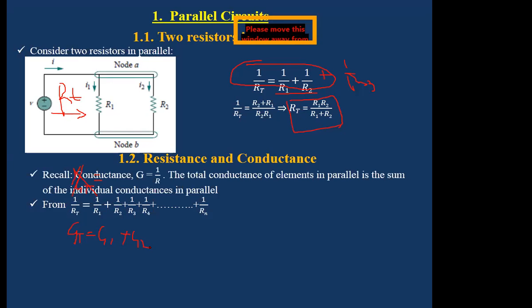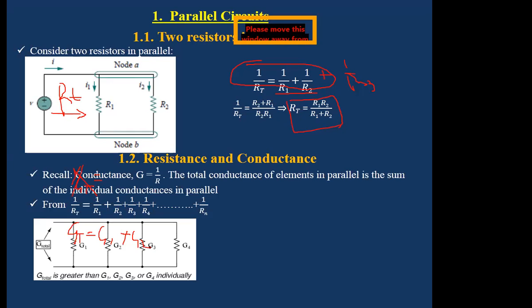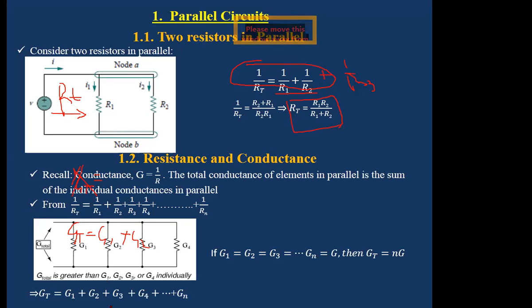So you realize that the total conductance of elements in parallel is given by the sum of the conductances. GT will be equal to G1 plus G2 plus G3 plus G4 up to Gn. But then if G1 is equal to that up to Gn, then GT will be equal to the number of conductances in parallel multiplied by the conductance of a single resistance. So you can still move from this point to that point, or from that point to that point, by making those observations that G is equal to 1 over RT, right?